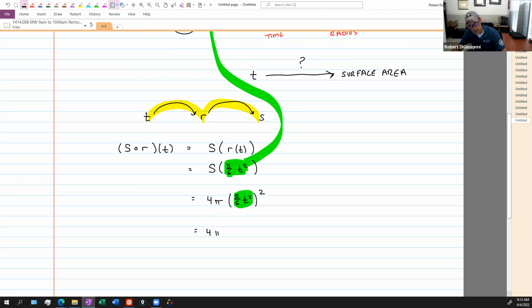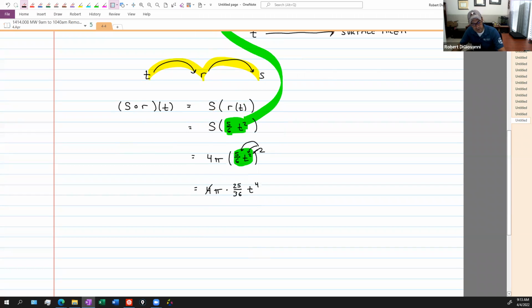Does anyone have a question on this? I would have to square this. When I square, I have to square both of these. So for the 5/6, I square the top and bottom, 25 over 36. And then the T squared, I square it, and that becomes T to the 4th because I multiply 2 times 2. And I think you can reduce this fraction. 4 goes into 4 once and 36 9 times. So you wind up getting 25 over 9. That's the fraction that's left. I still have the pi, and then I have T to the 4th. This is your S of R of T.